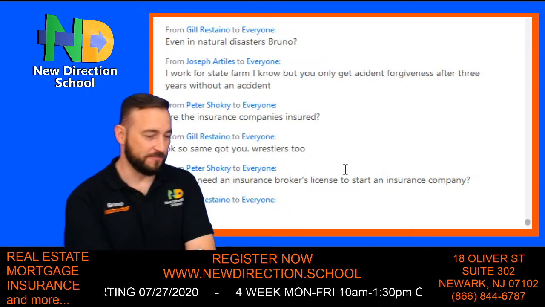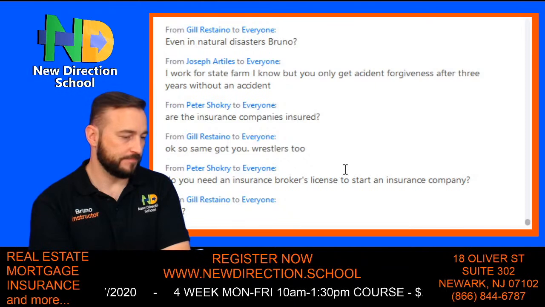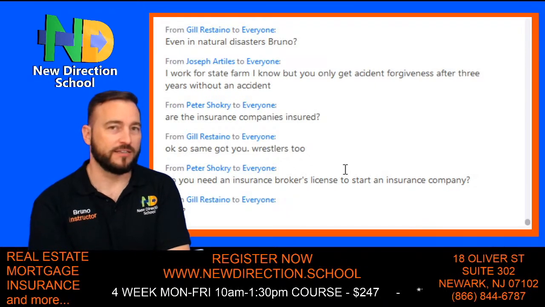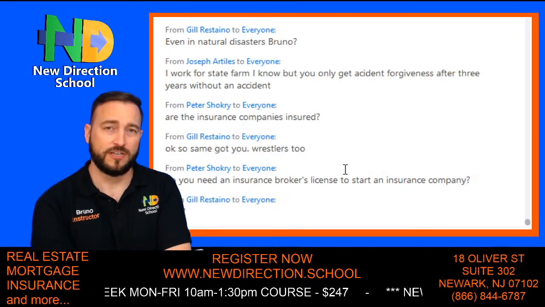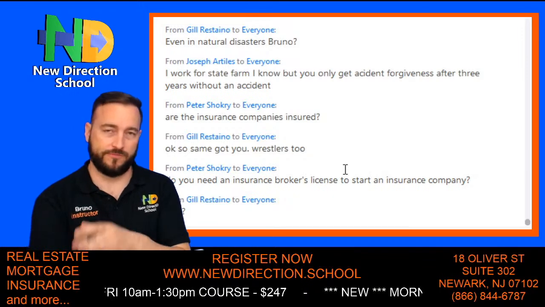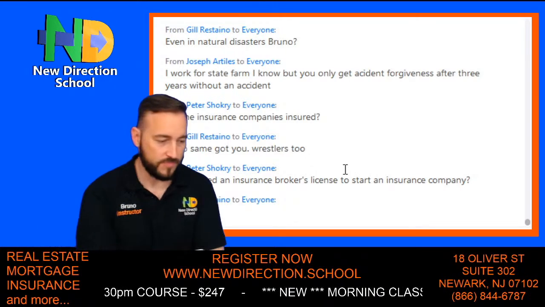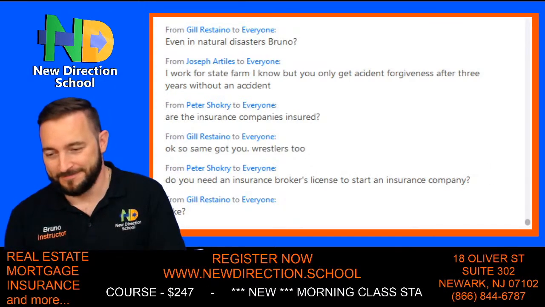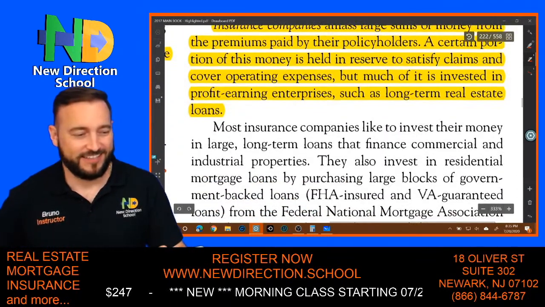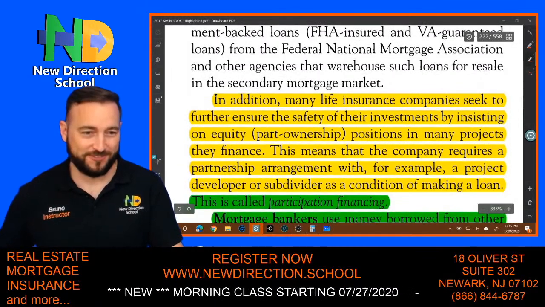All right, Peter. Are insurance companies insured? Yes. Do you need an insurance broker's license to start an insurance company? No. You just need to be an investor and find somebody that has a license and an actuary and a few other things, and you can start one for as low as $150,000. Moving on. Watch, tomorrow there's going to be new filings for insurance companies.